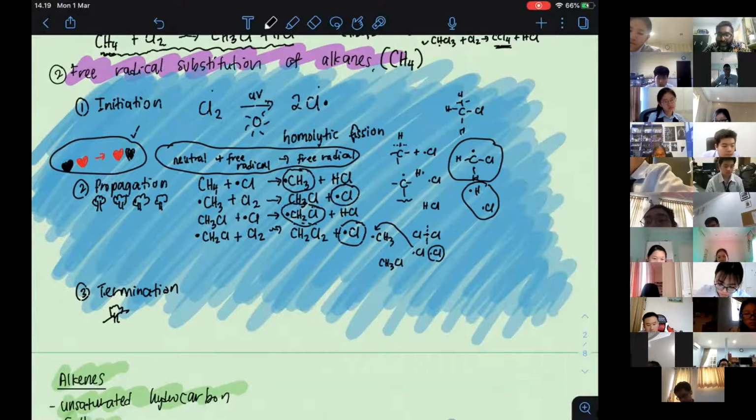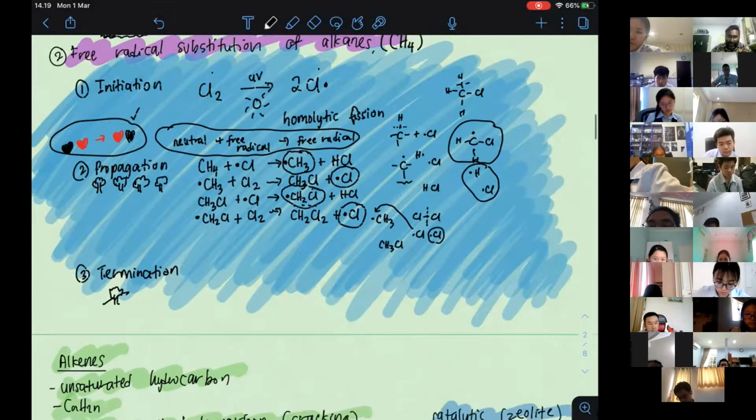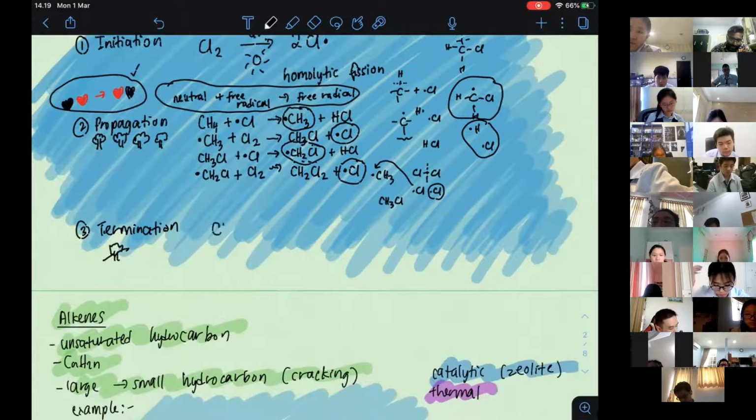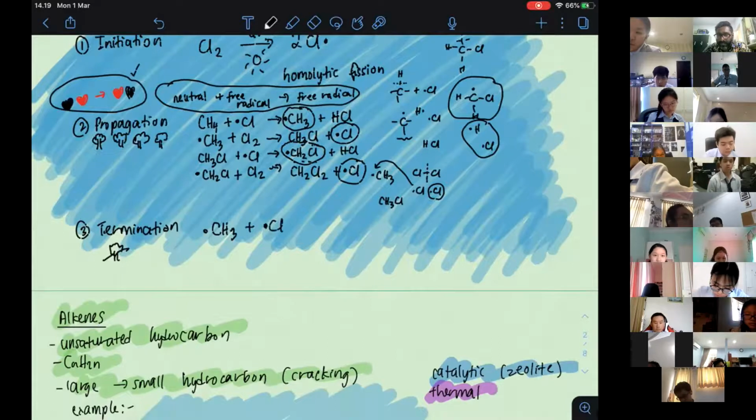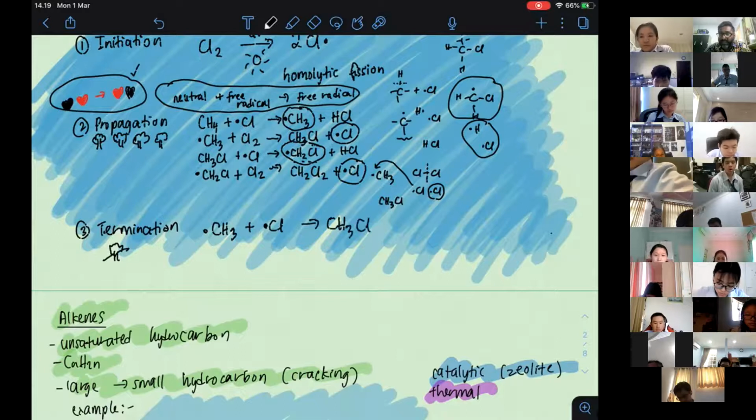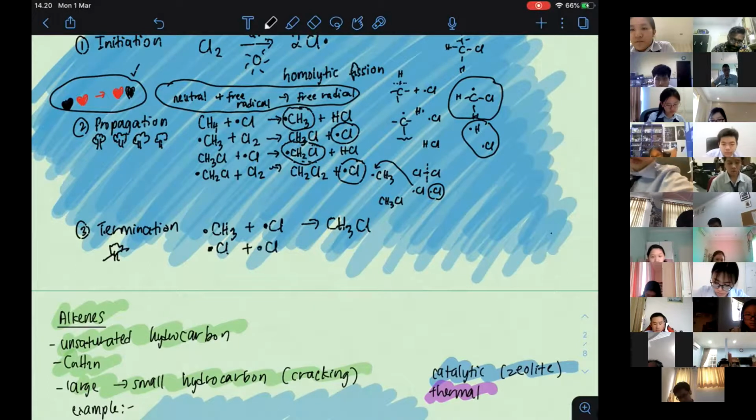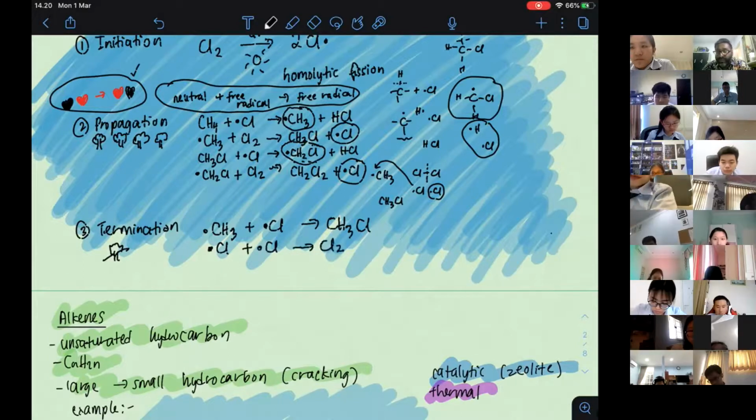Now, what is termination? Termination is you want to control. How do you control? You control by free radical plus free radical. I'll give you one example. If you want to end the reaction, how do you end the reaction? Maybe if I have CH3 dot, I can end the reaction by joining with Cl dot, and I will get CH3Cl. This is termination. Can I use some other things? Of course, there are so many. Cl dot plus Cl dot, you are going to get Cl2. This is also a termination.